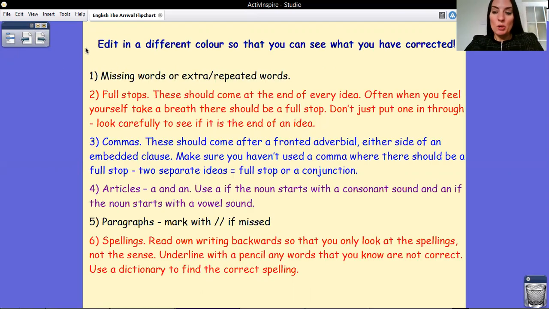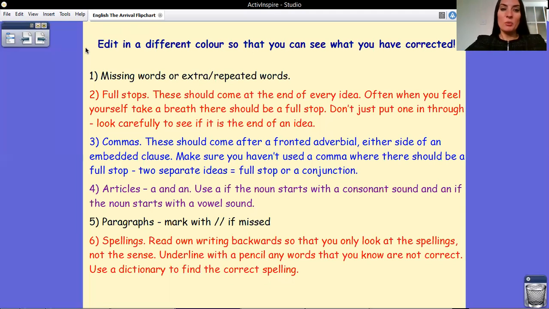So first of all, as we always do, it's going to be editing our basics. Remember, we edit in a different colour so you can see what you have corrected. So if you've written in pen, you would edit in a grey pencil. If you've written in pencil, you could edit in a pen or whichever colour you've got. Try to make sure you use a sharp pencil or a pen to edit. So remember, there's no point editing and it being a little bit smudgy and then you're not going to be able to see actually what you've written.